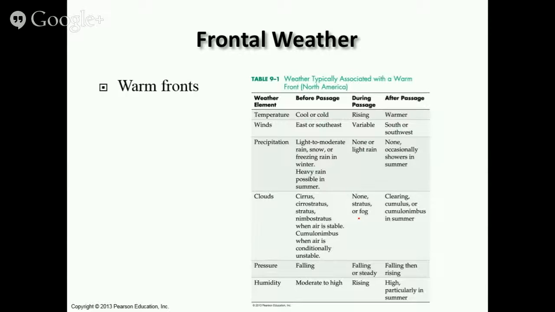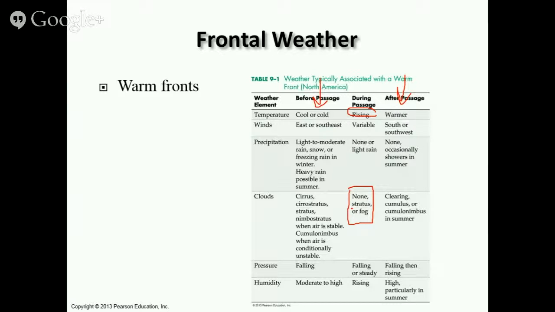Warm fronts have these types of characteristics, and what we need to make sure we pay close attention to is what the weather is like before the passage and after the passage. So we do know that with warm fronts, we have rising air, winds become variable. Our clouds, we typically don't have too much cloud occurrence with a warm front. Sometimes there's fog because of the temperature differences and dew point.